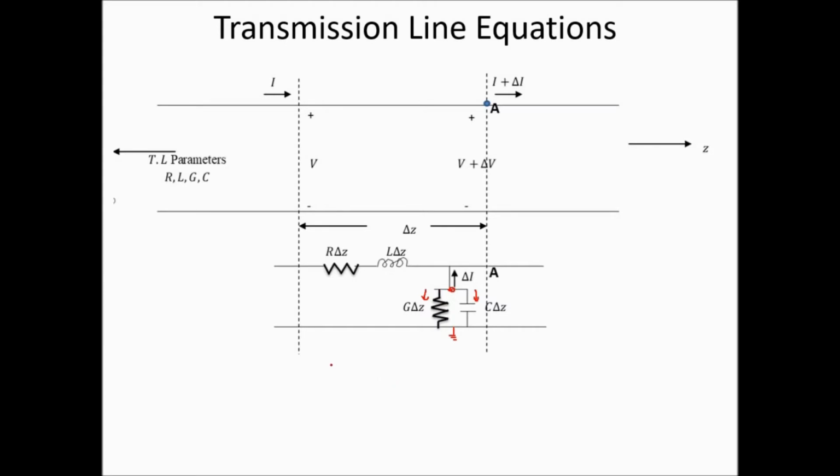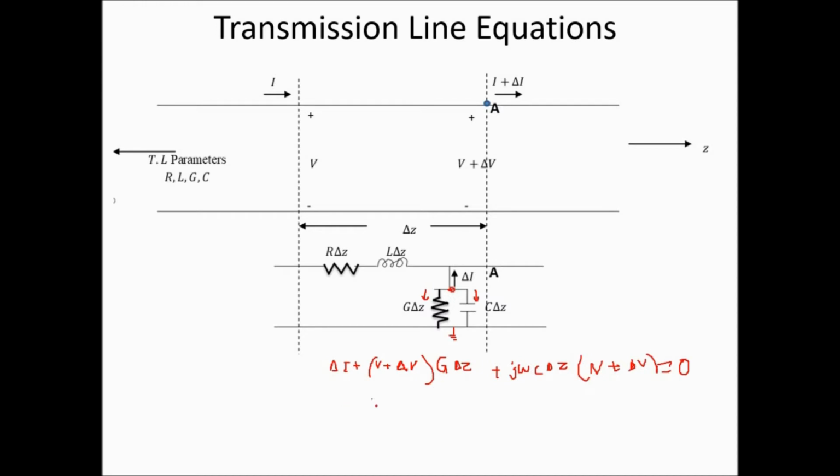So if you write the node current equation, you see the current leaving here is delta I plus the current leaving here will be V plus delta V times G delta Z. So you see voltage times conductance gives you the current. Also you can write here j omega C delta Z times V plus delta V equal to 0.